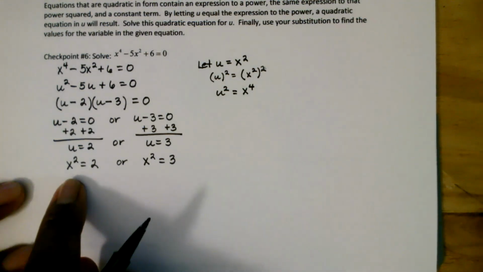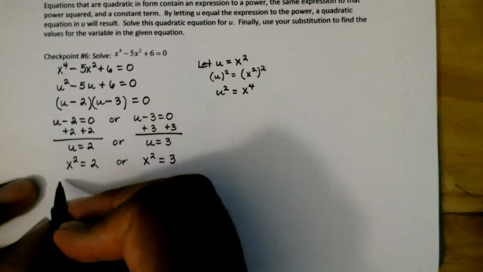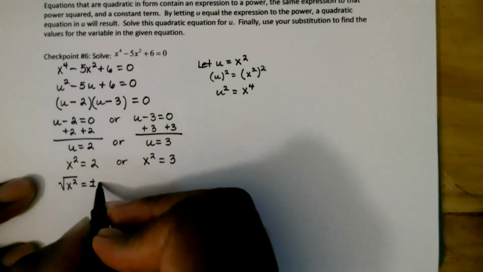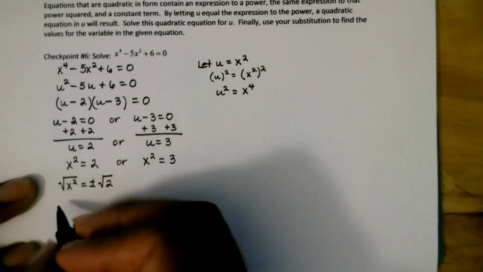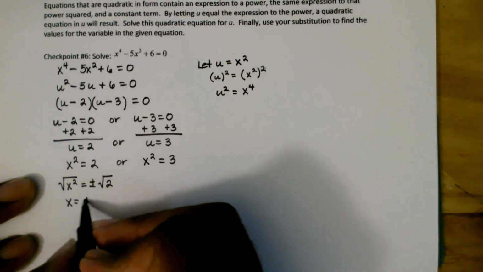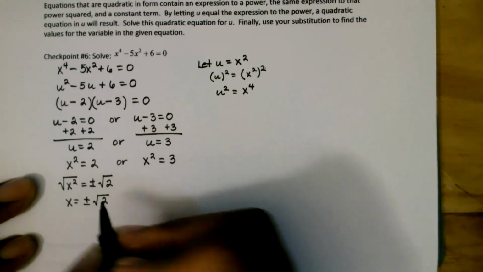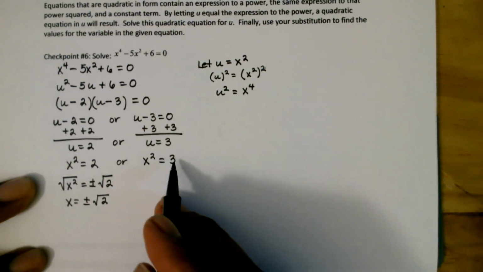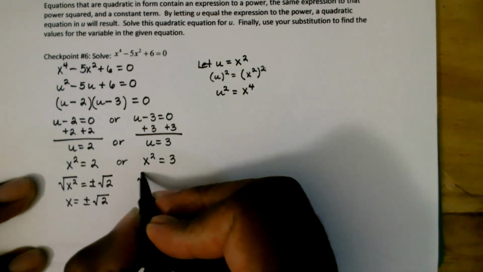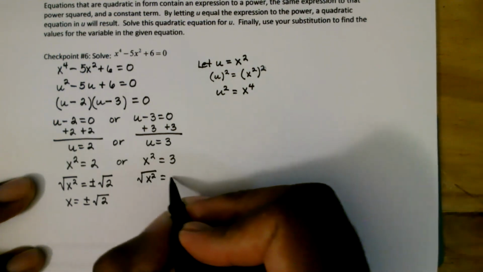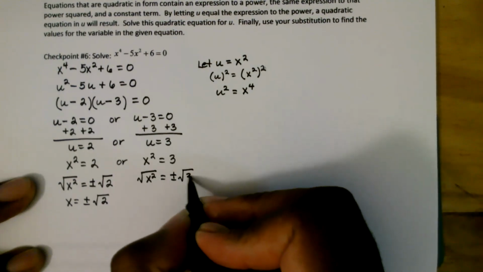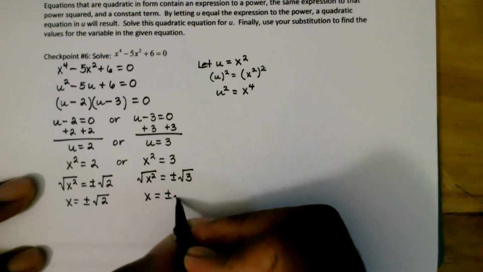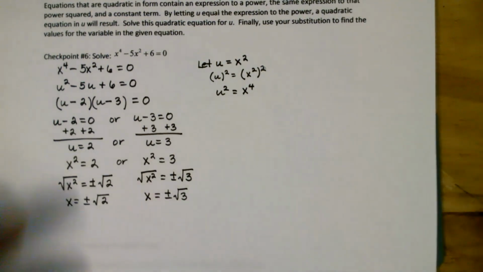So start with the x squared is equal to 2. We take the square root on both sides and include the plus or minus symbol. So that means x is equal to plus or minus the square root of 2. And then for the x squared equal to 3, we take the square root on both sides and include the plus or minus. So that means x is equal to plus or minus the square root of 3.